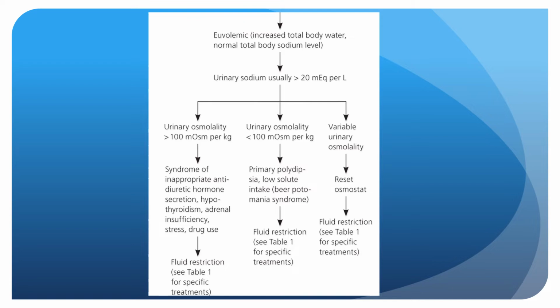Conditions for this include primary polydipsia, in which the patient drinks too much water, such as in psychogenic polydipsia, or beer potomania, where patients drink a ton of cheap beer and are getting too much solvent when compared to solute. It can also happen as exercise-induced, so think of marathon runners that consume too much low solute drinks while sweating like crazy.